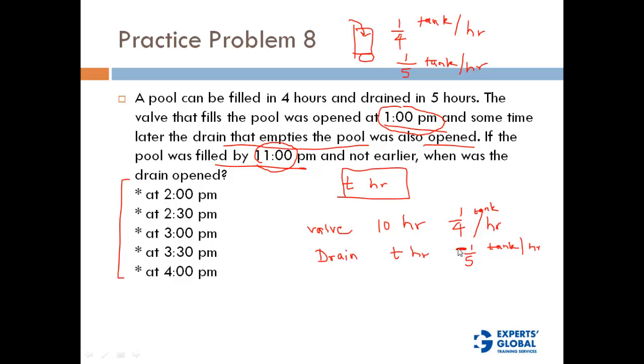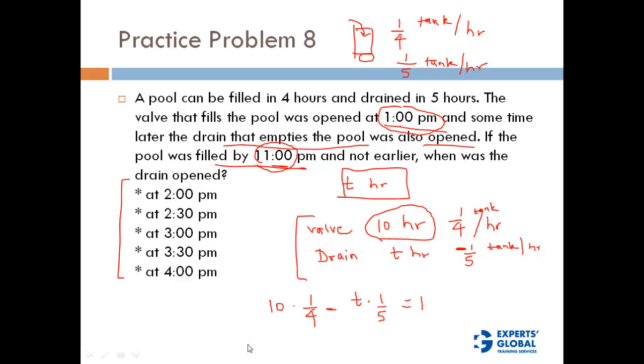Now we have this negative because it is draining, right? So when both of these are active, the tank gets filled up at 11 p.m., but we have already considered the duration here, so we don't have to worry about 11 p.m. now. So what we have is 10 hours into 1/4 minus t hours into 1/5 is equal to 1. Correct?